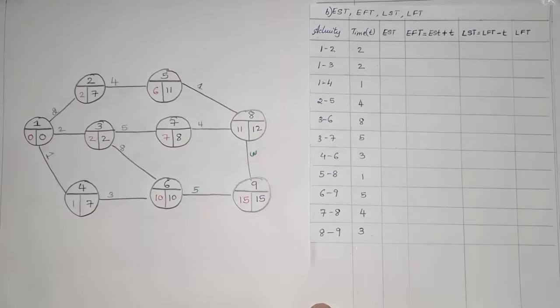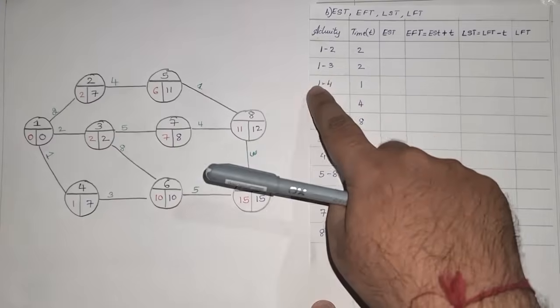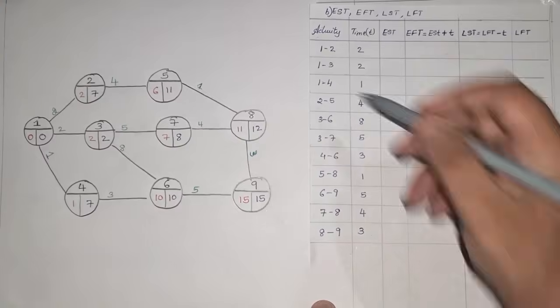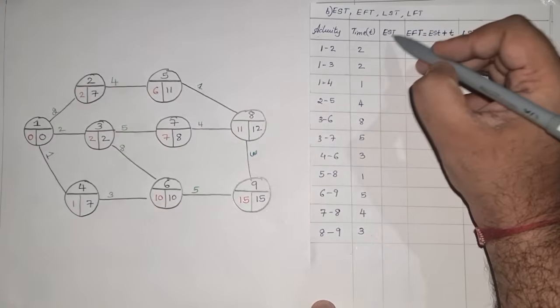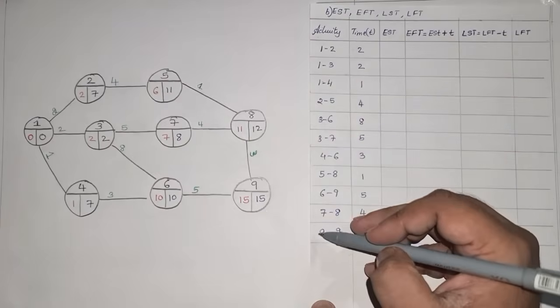Now the very first thing you'll need to find is the early start time. It's very simple. Everyone look at this very carefully at the explanation. Since the early start time we have taken here in red, early start time meaning the very first part. So for activity 1 2, 1 3, 1 4, 2 5, all these we need to find the early start time. Very simple, only look at the start. In order to find the early start time, only look at the first value.